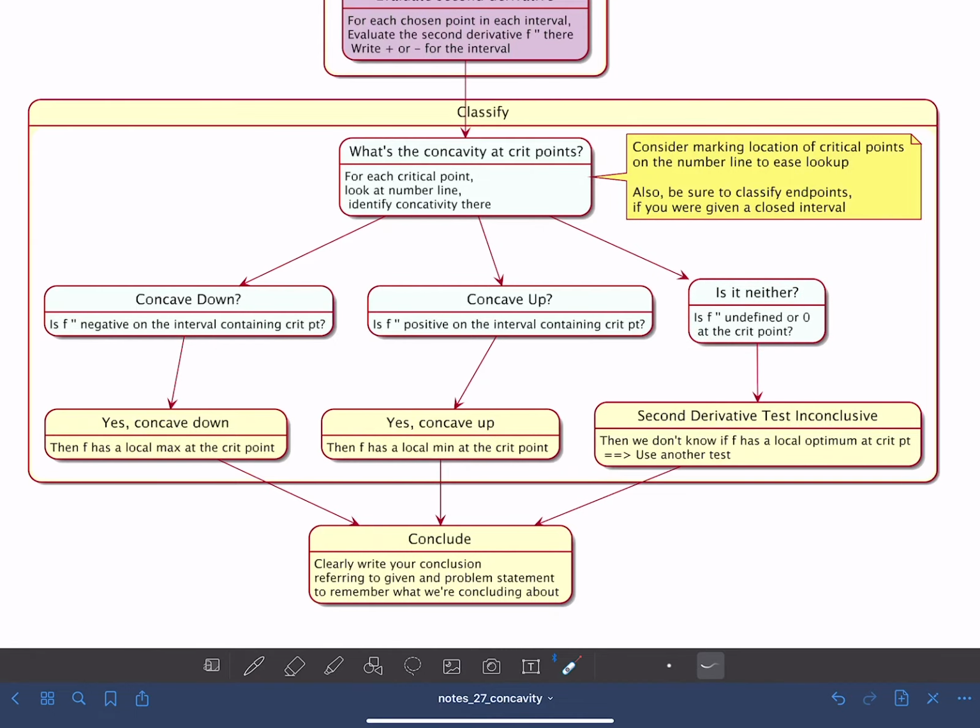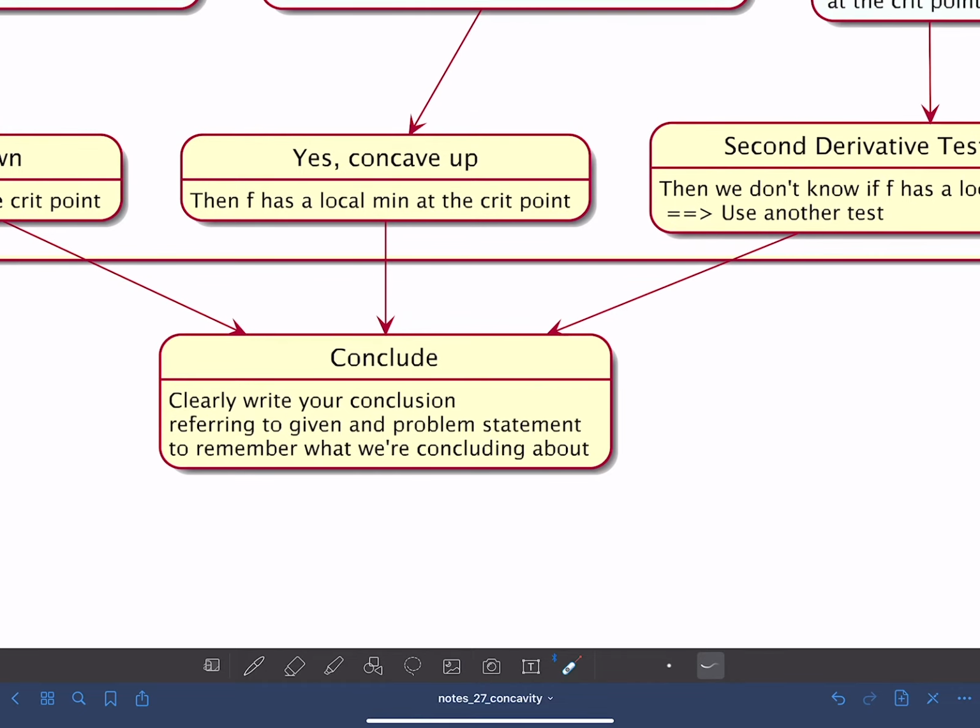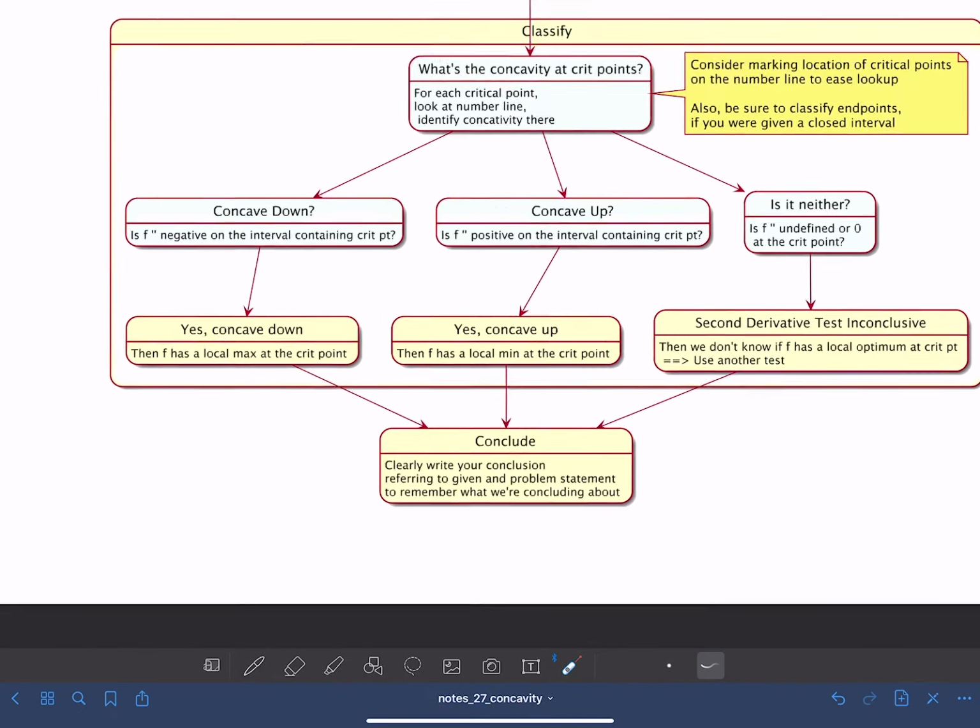Fine. In any case, we're going to conclude by clearly writing our conclusion, referring to what we were given in our problem statement to make sure that we're concluding the correct thing. Are we answering the question we were asked? Okay.